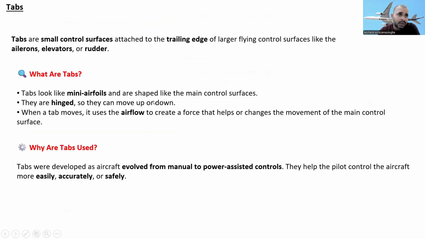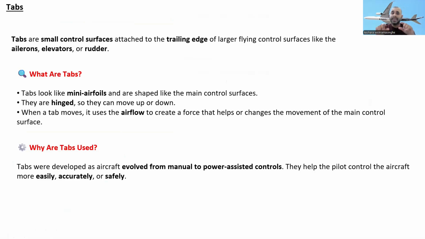Okay, right, now let's go to the tabs. Tabs are small control surfaces attached to the trailing edge of the larger flying control surfaces like ailerons, elevators, and rudder. So what are tabs?